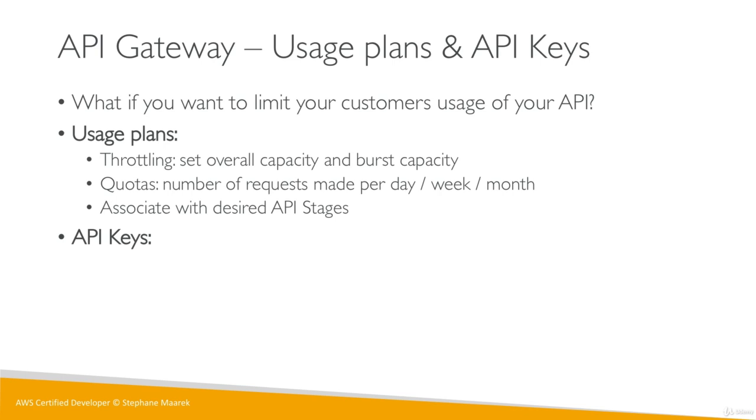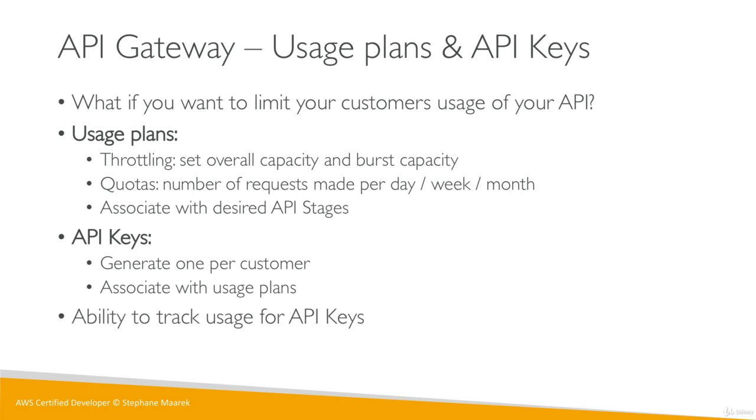And then when you have a usage plan, you need to associate it with an API key. So you would generate 1 key per customer and associate these keys with usage plans. You're able to track usage for API keys and even bill your clients for these API keys. So this is more advanced, but just so you know, using usage plans and API keys, you're able to share and sell your APIs to people if you wanted to.